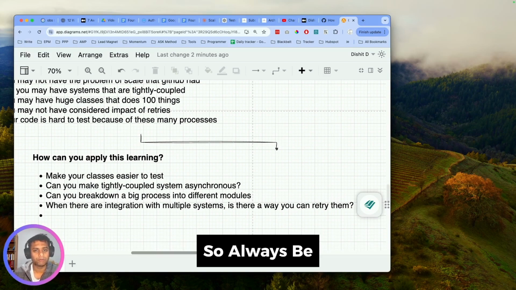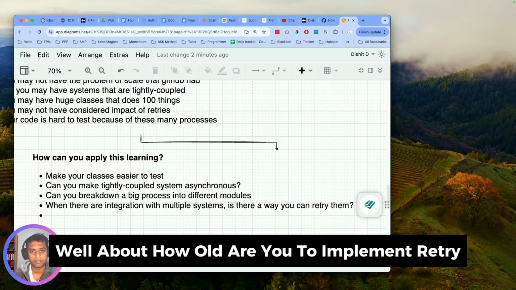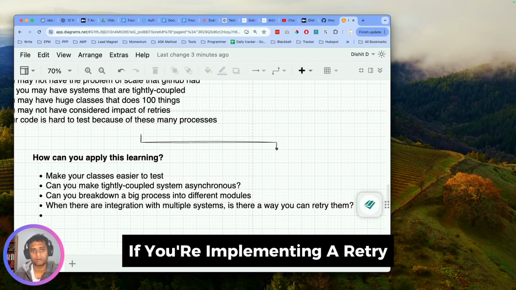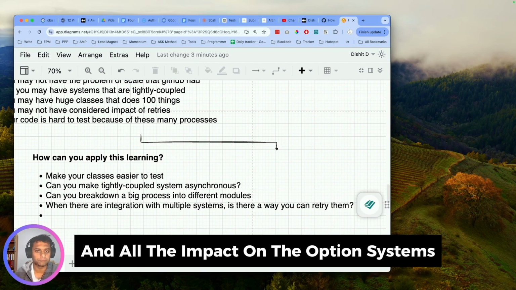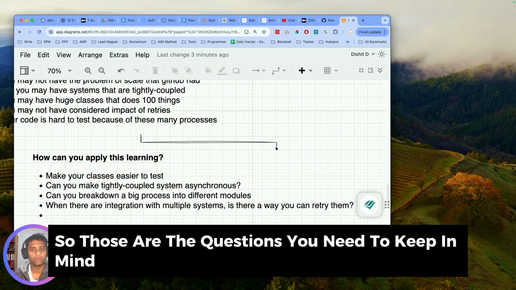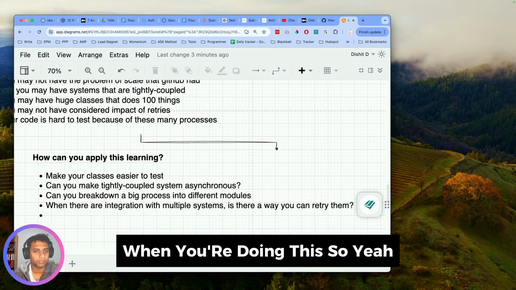So you don't want to do that. Always be aware of how you are going to implement retries, what the impact is on the downstream systems if you're implementing a retry, what the impact is on the upstream systems, and whether you really need a retry, and so on. Those are the questions you need to keep in mind when you are doing this.